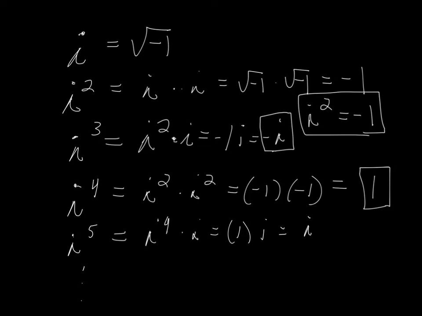And that'll keep going. I to the sixth is going to be just like I squared. It's going to be -1. I to the seventh is going to be I to the third. There's only 4 things. It doesn't matter what power I pick for I. It's all going to come down to either I, -1, -I, or 1.